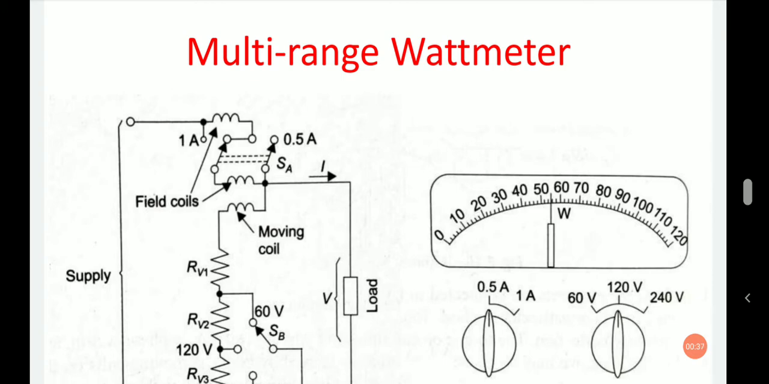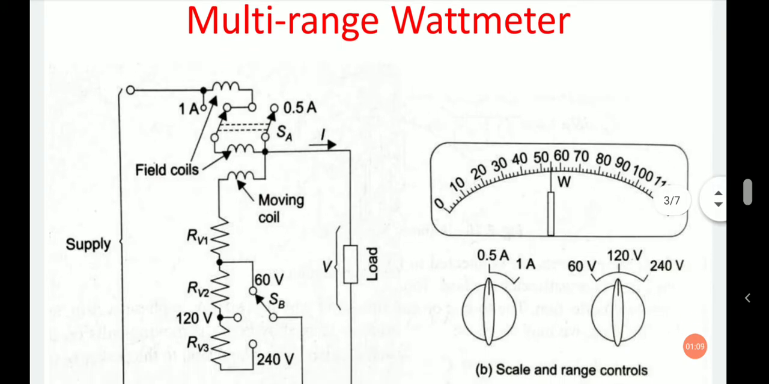Different valued multipliers can be used to change the range of applied voltages, as in the case of a voltmeter. Switches are used to select between different values. To change the current ranges, the field coils are switched from series to parallel connection. The scale, controls and circuit of an electrodynamic multi-range wattmeter is shown in the figure.